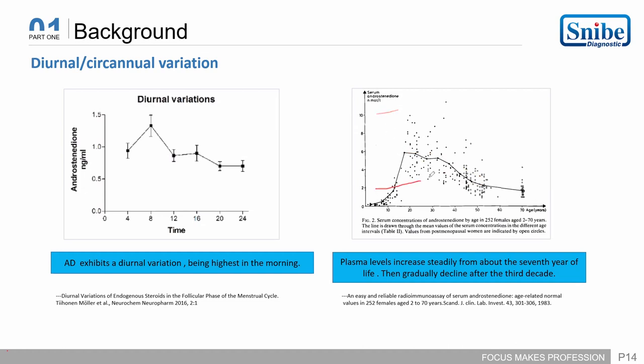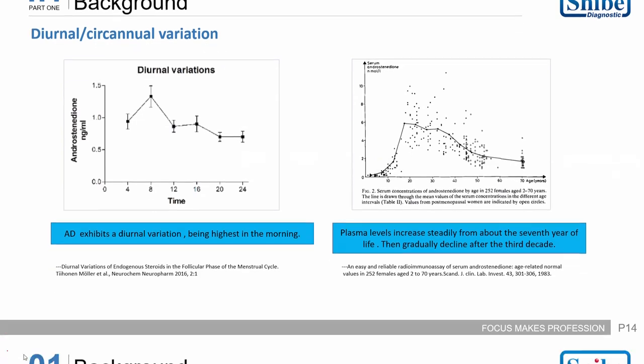With age, if the serum concentration of androstenedione changes in males and females at different ages, that's called a circannual variation. So this is also observed in that.